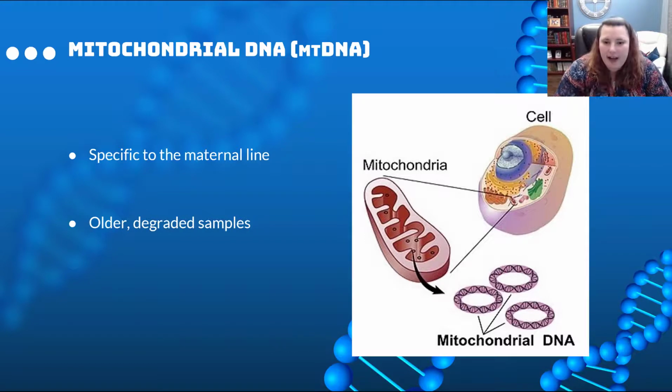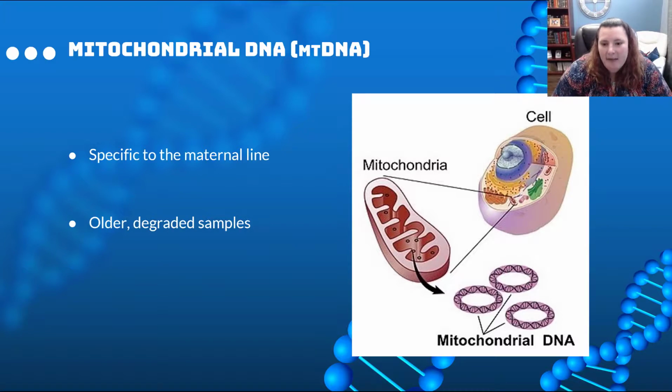There are hundreds of copies of mitochondrial DNA in each cell, making it much easier to identify and collect than nuclear DNA. The problem is that mitochondrial DNA is only inherited from your mom, so you can't test mitochondrial DNA in the paternal line. You can only make comparisons to the maternal line.